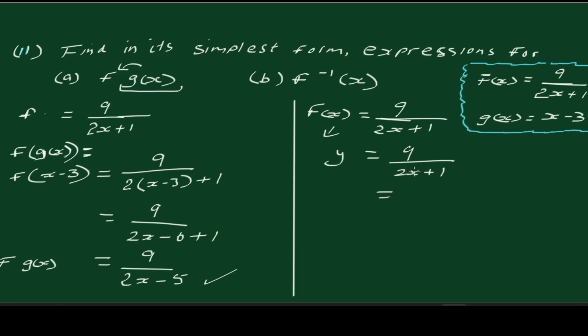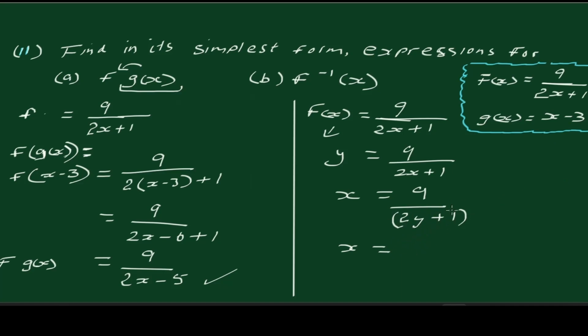Having done that, we want to interchange x and y. So after interchanging x and y, we want to make y the subject of the formula. Again, when we have a division line and an algebraic expression under the division line, as in this case here, you're going to put it in brackets. So now we have x equals 9 all over 2y plus 1.